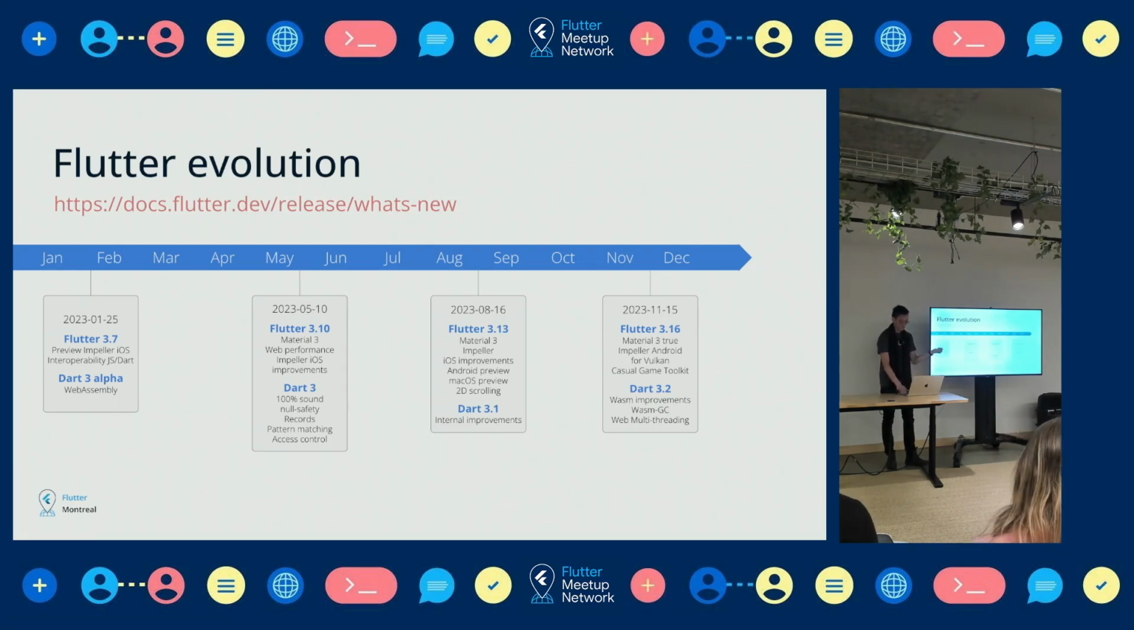And this year on Dart, we had a huge change. They started in January with Dart 3 in alpha. They introduced records, pattern matching, and checking access control. They released it in May. They announced more things for 2024, but we'll talk about it this time. They just did a roadmap of what to expect from Dart in general.